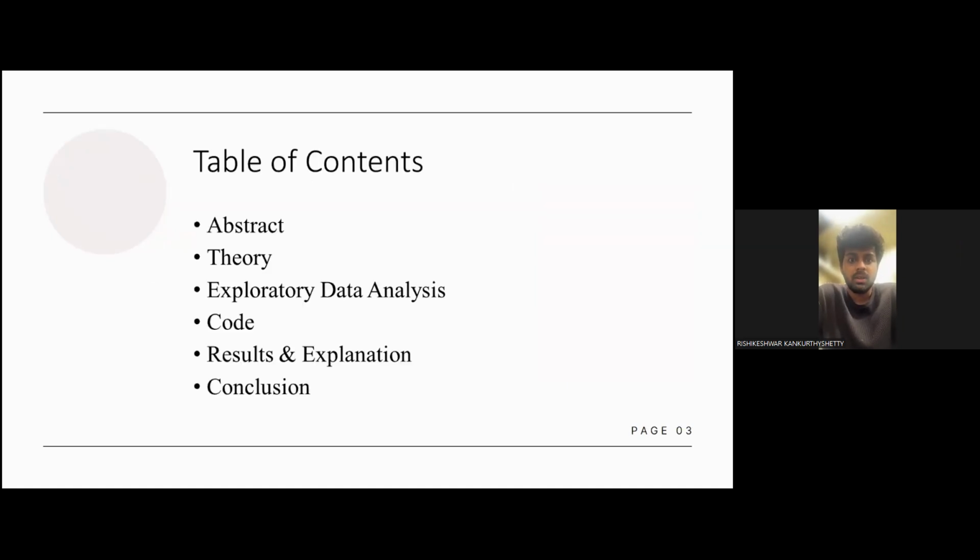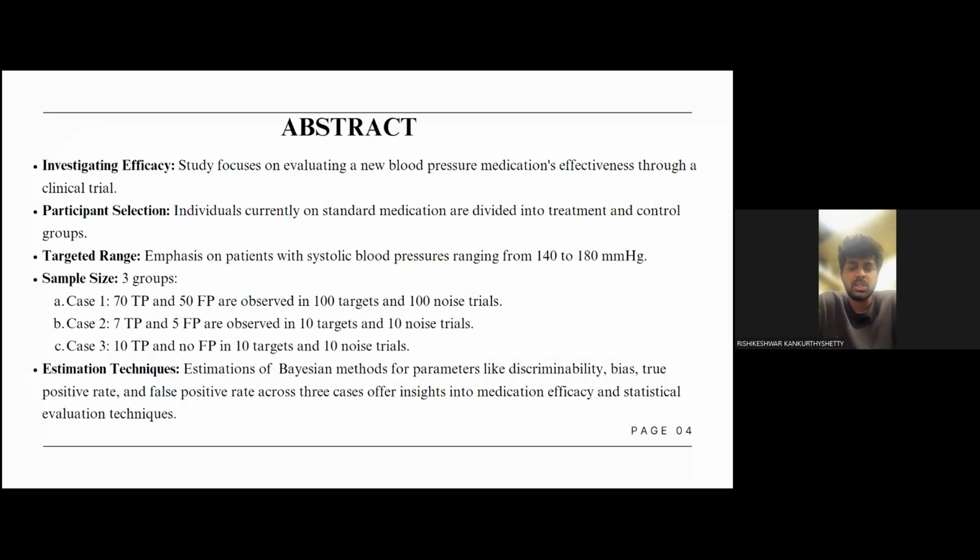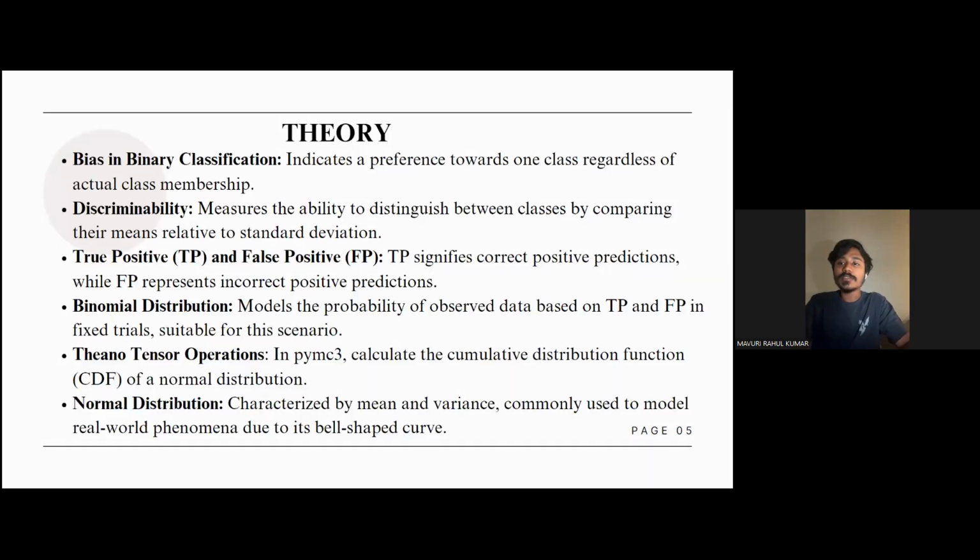Next slide. When it comes to the abstract, we estimate Bayesian parameters like discriminability, bias, true positive rate, and false positive rate across three cases, offering insights into medication efficacy and statistical evaluation techniques. Bias in binary classification refers to favoring one class over the other regardless of actual membership. Discriminability measures a model's ability to distinguish between classes by comparing their means relative to the standard deviation. True positive denotes correct positive predictions, while false positive indicates incorrect positive predictions. The binomial distribution models the probability of observed data based on true positives and false positives in fixed trials.